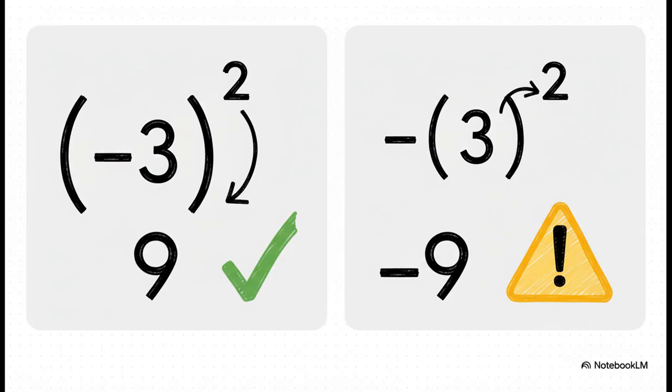Pay close attention to this slide, because this is probably one of the biggest traps in all of algebra. It's all about those parentheses. On the left, the parentheses are like a little force field around the negative 3. They're telling us to square the entire thing. So negative 3 times negative 3 is a positive 9. But on the right, no parentheses around the negative sign. That means the exponent only applies to the 3. So we do 3 squared, which is 9, and then we tack that negative sign on at the end. It's such a tiny detail, but it completely flips the answer.